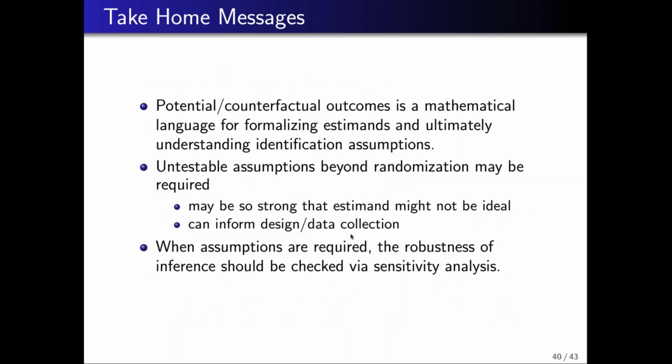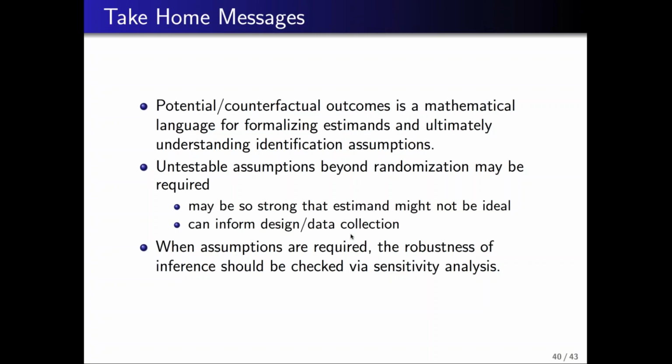The potential and the counterfactual outcome framework is a mathematical language for formalizing estimands and ultimately understanding identification assumptions. Untestable assumptions beyond randomization may be required, and some may be so strong that you maybe want to rule out that estimand. It's just like I might be interested in it, but in order for me to learn about it from my observed data, it requires assumptions that I just can't really get behind.